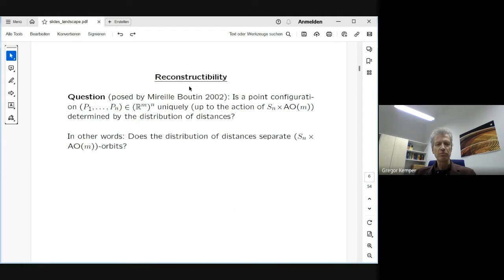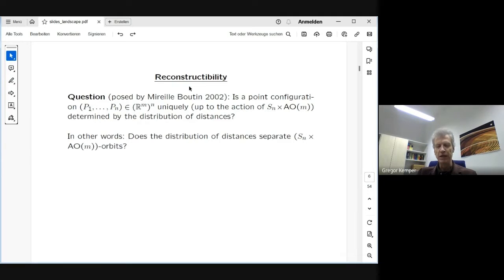And here is the question posed by Mimi Boutin, as I said, more than 20 years ago in a more mathematical way. So is a point configuration uniquely determined up to the action of the relevant group, and this is the Euclidean group times the symmetric group acting on the points, is it determined by its distribution of distances? So does the distribution of distances separate all the orbits? That would be very nice, and it would probably be too good to be true.